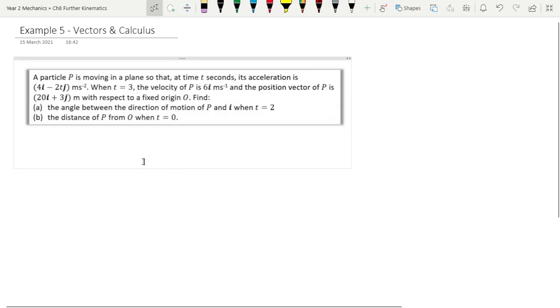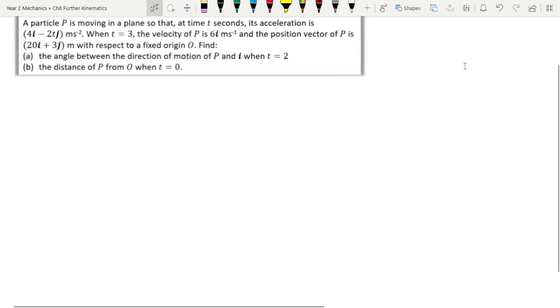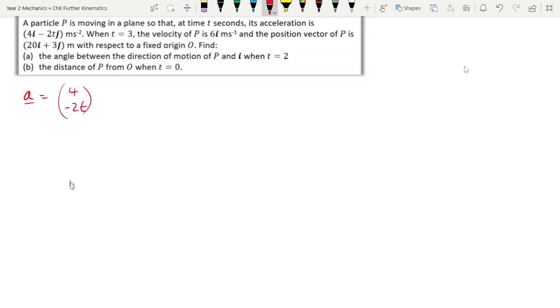Okay, this one. So this is a particle P moving in a plane, so that at time t, its acceleration is 4i minus 2t j. So let's just write that as a vector. So a is (4, -2t), like that.